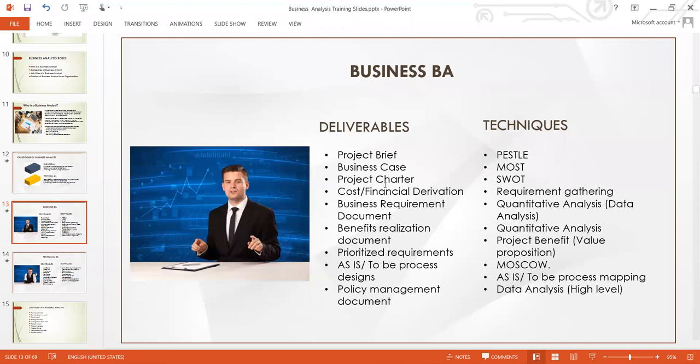You already know the techniques. So when you are looking into the techniques, then you understand how to use them. And when you know how to use the techniques to deliver a particular deliverable, that's it. That's what you do as a business analyst. It's not rocket science. So let's look at technical BA, what they do.